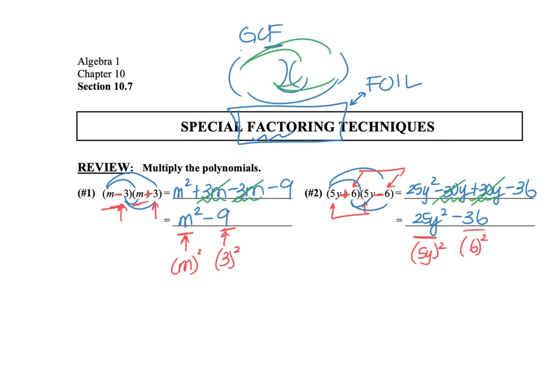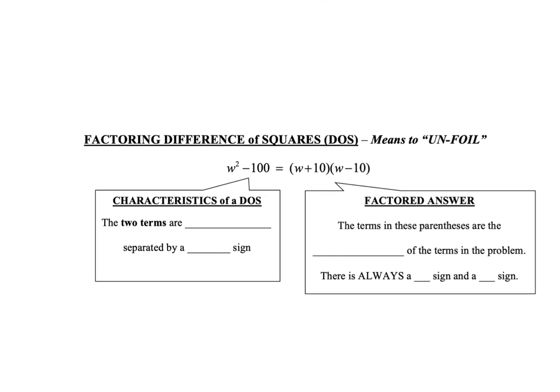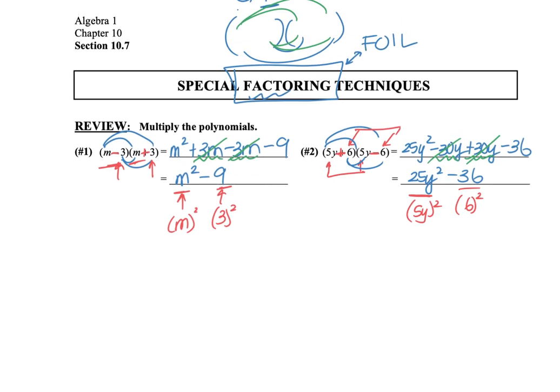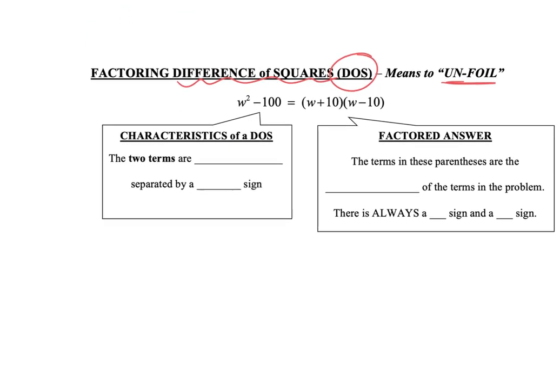So this is what I'm talking about. This is my special pattern. The pattern is called a difference of squares. And I will oftentimes just write that as DOS, difference of squares. And really, what we're doing here is we're going backwards in our factoring. So we would be starting here and ending right there. So we're unfoiling these for factoring, all right?